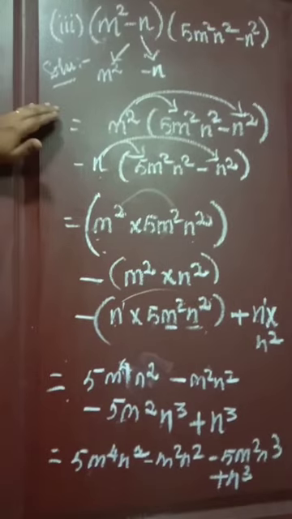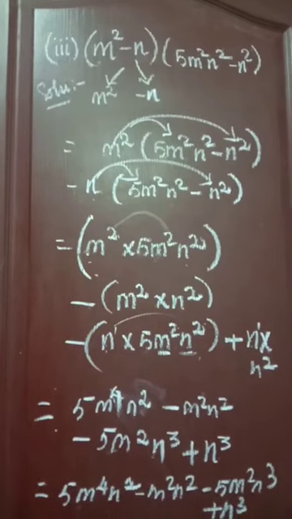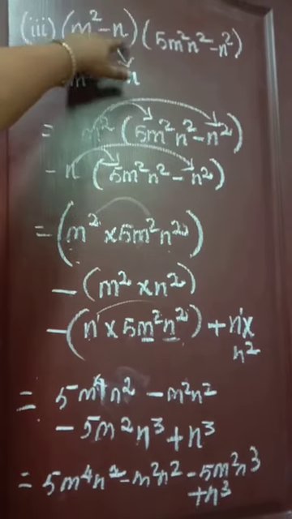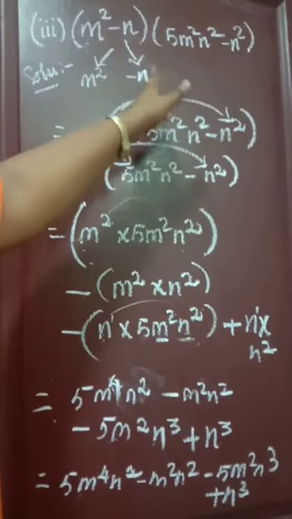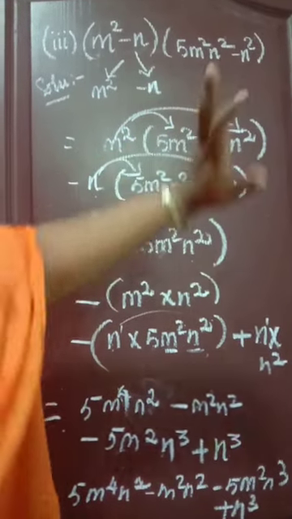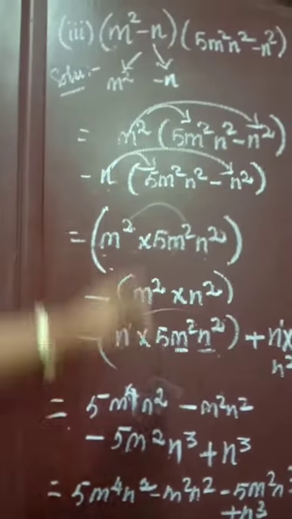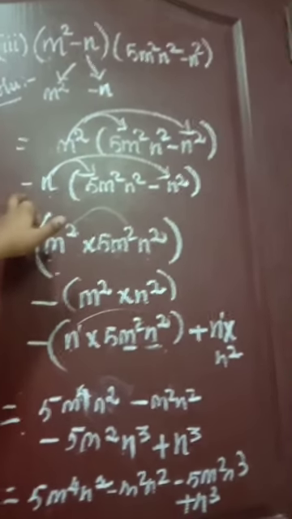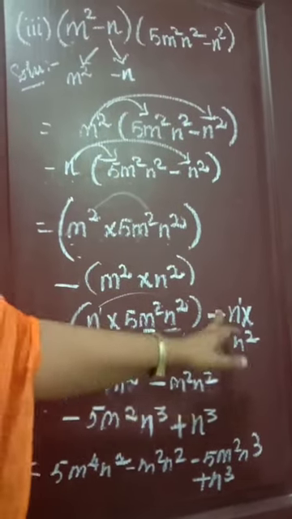Listen. Once again I teach this sum. So multiply binomial with the binomial. First you have to split this first bracket. So first term is m square, next term is minus n. First term multiply with the second bracket, next second term multiply with second bracket. Next apply the distributive property. So m square into 5m square n square. Next minus into plus, minus m square into n square. Next minus n into first term. Next minus into minus, plus n into n square.